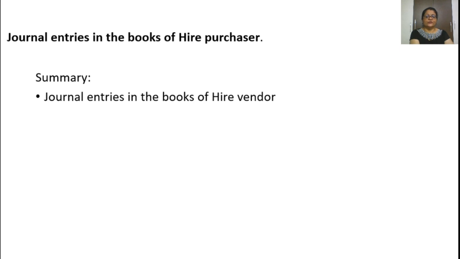So these are the journal entries in the books of the hire purchaser. First you make a due entry, second a payment entry, then a depreciation entry, then a transfer entry. Regularly you are going to pass 4 entries. In the first year, 2 additional entries are made, that is the due of the down payment and the payment of the down payment. With this we close today's class.